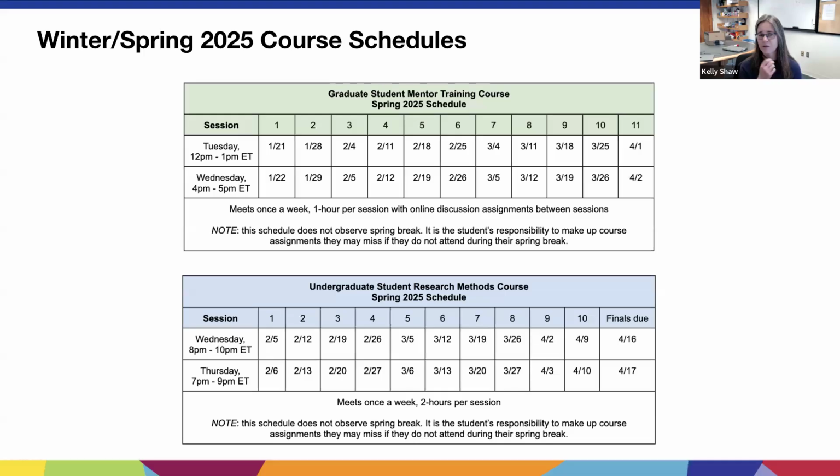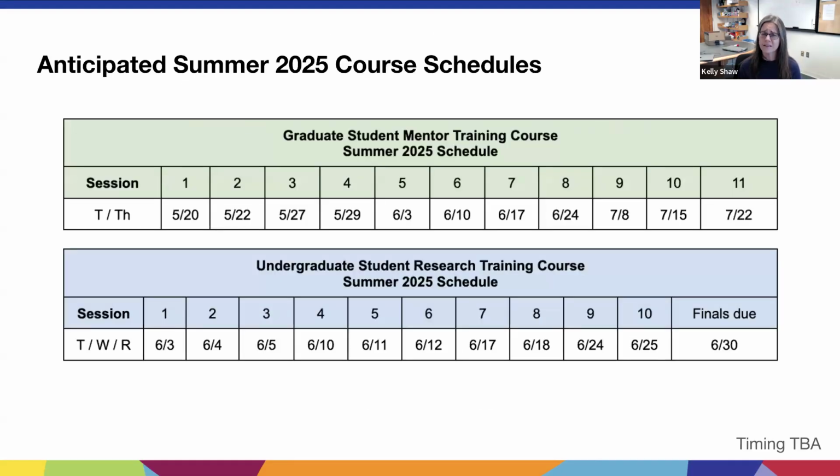And we've had some students join in week 2 or week 3, because all of the sessions are recorded so they can watch them if they need to catch up. So keep that in mind. The undergraduate research method course starts in the beginning of February, so February 5th or 6th. And you can see that both of the courses go through April, so they should finish before the end of your term.